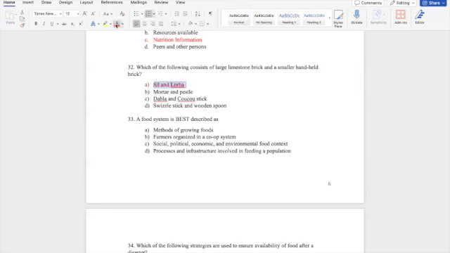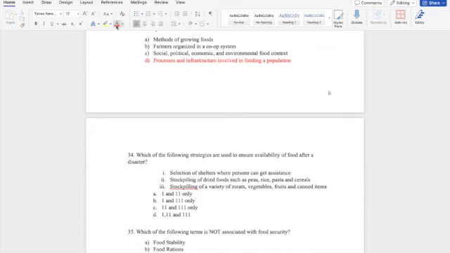33. A food system is best described as what? Look at the options. Processes and infrastructure of feeding the population. All right, 34.